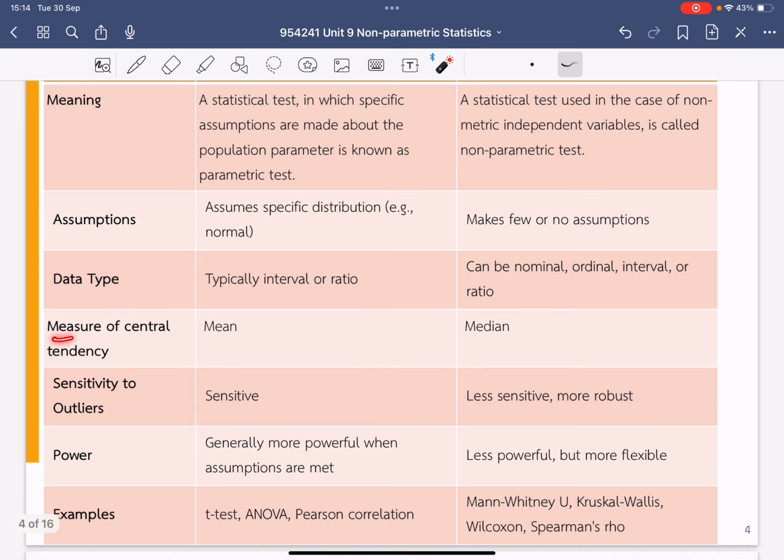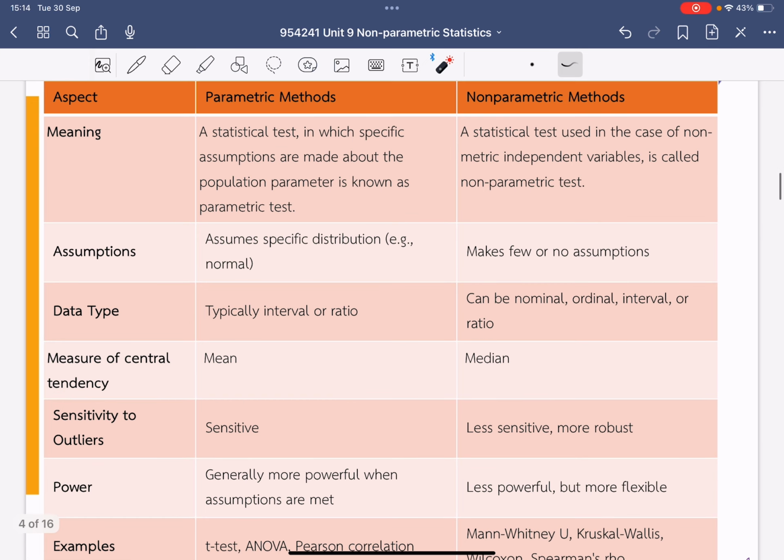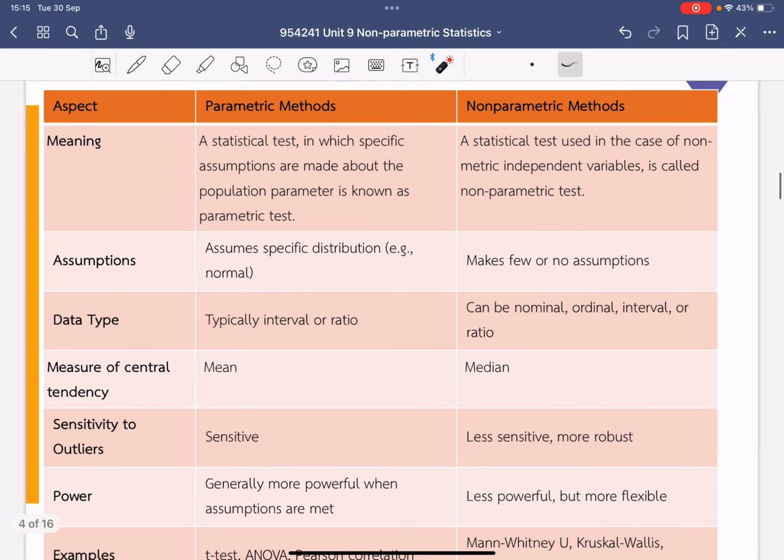And measure of central tendency. Usually for parametric methods, we test for the mean, right? We test whether the value of the mean is equal to some number, or greater or less than some certain number. But for non-parametric methods, we use median, right?